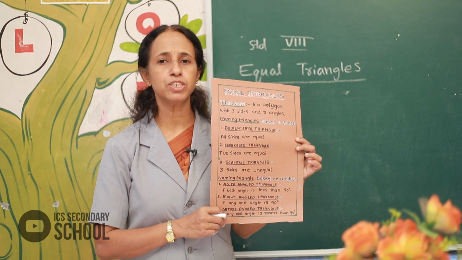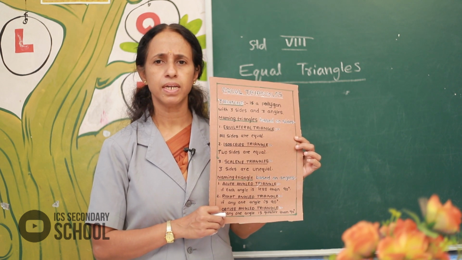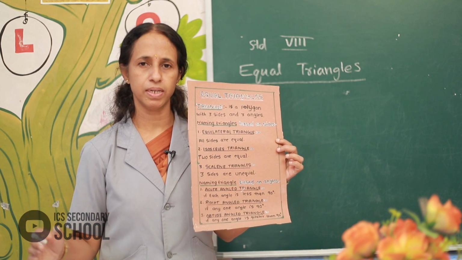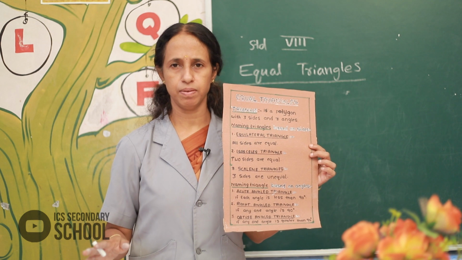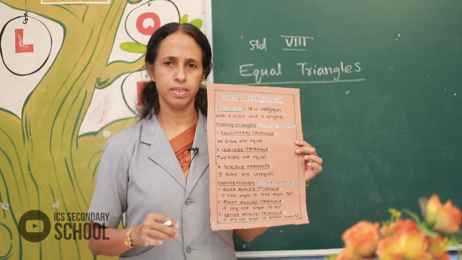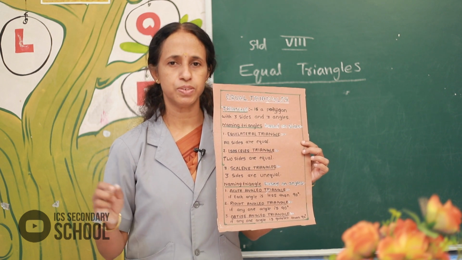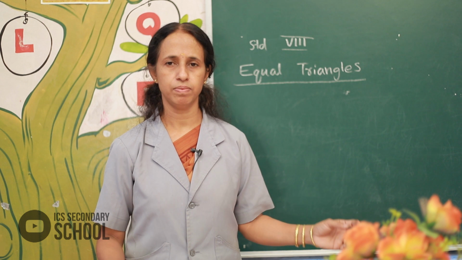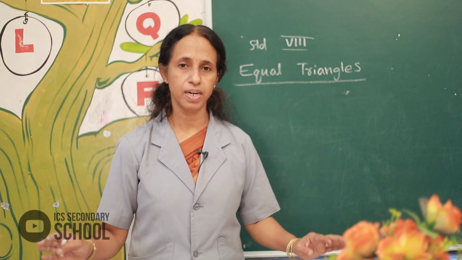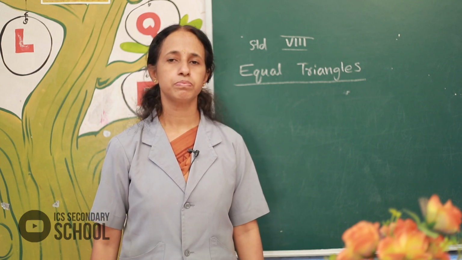Based on sides: Equilateral triangle, all sides are equal in length, and each angle is 60 degrees. Isosceles triangle, two sides are equal in length, and the base angles are also equal. Scalene triangle, all sides are unequal in length. The three sides are not equal.